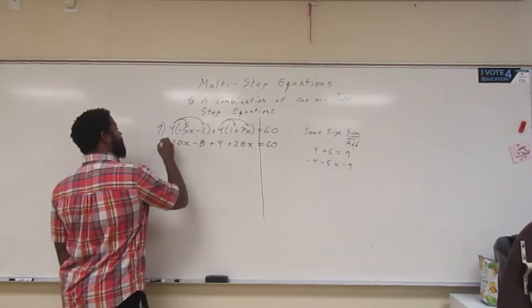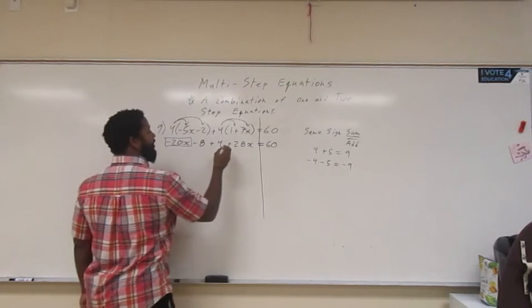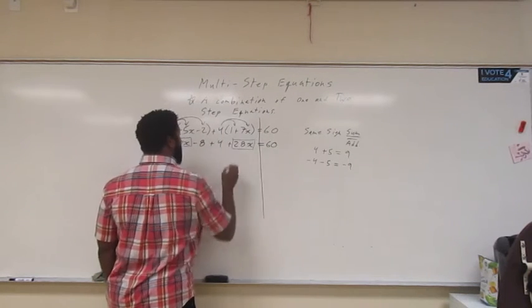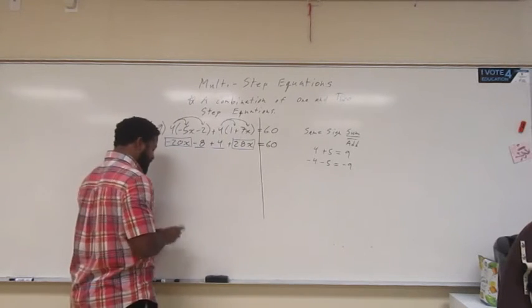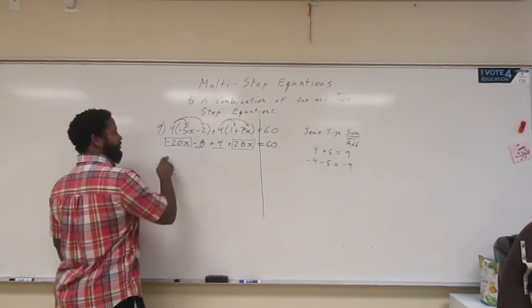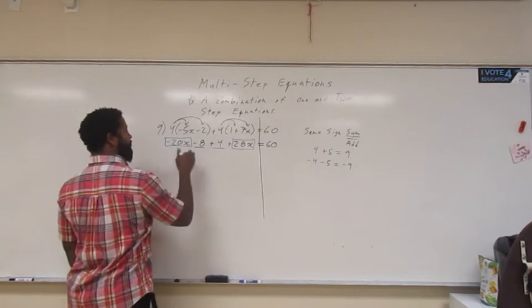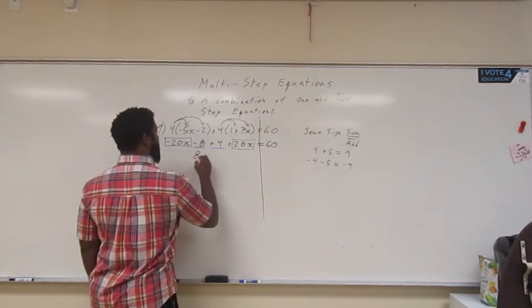This is negative 20x and this is 28x, and then we have our negative 8 plus 4. The 20s cancel out each other, and what's left is an 8x. Good job.